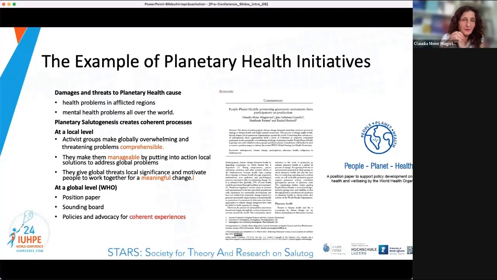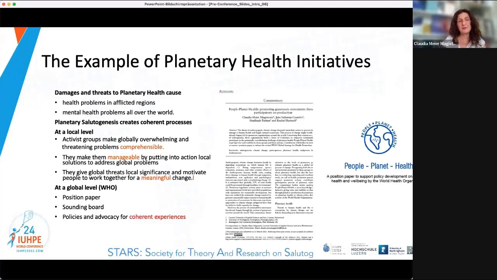And what we observe is that in planetary health, local activist groups already start this process of creating coherent processes and structures for people when we face an overwhelming problem. At the local level, they make globally overwhelming problems like climate change or the extinction of plants and animals comprehensible, and they make them manageable by putting into action local solutions to address these global problems. And they give these threats a local significance and motivate people to work together for change.